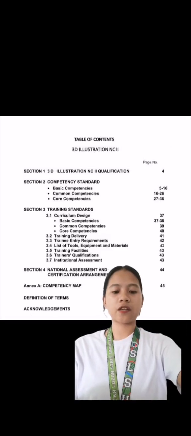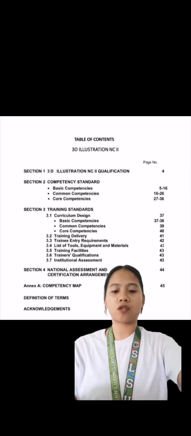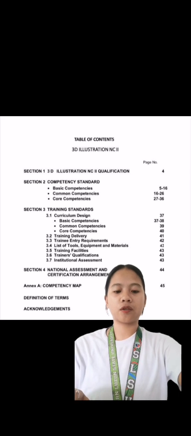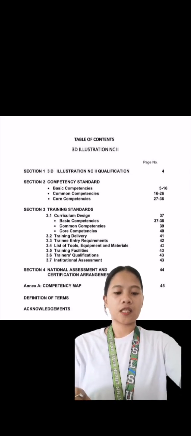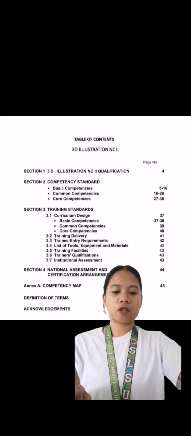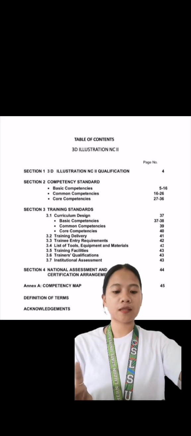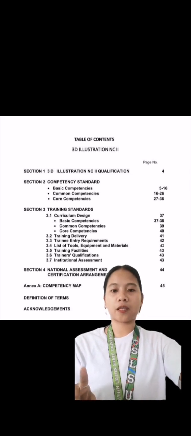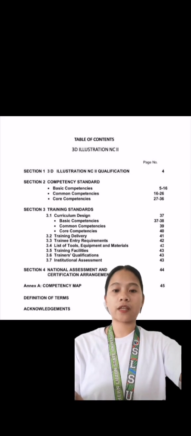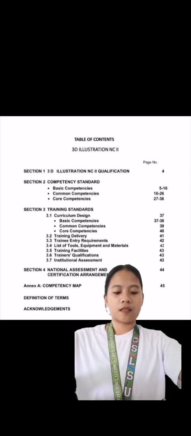We have Section 1 about 3D illustration and C2 qualification. Section 2 is about competency standard under basic competency, common competencies, and core competencies. Section 3 is about training standard, which is curriculum design, training delivery, 3D and 3 requirements, list of tools, equipment and materials, training facilities, trainers qualification, institutional assessment. Section 4 is national assessment and certification arrangements.